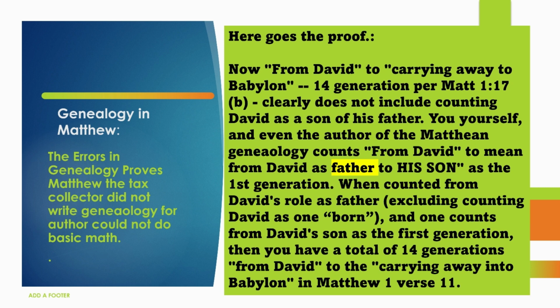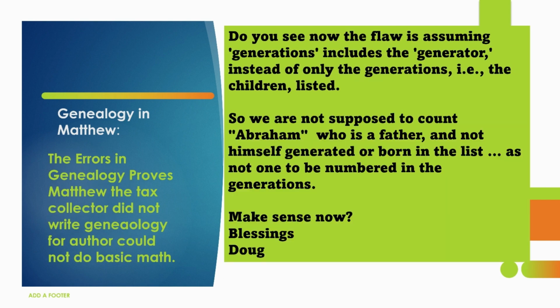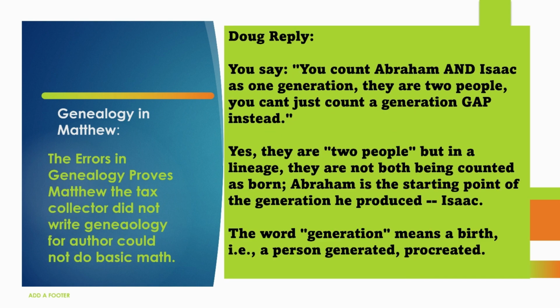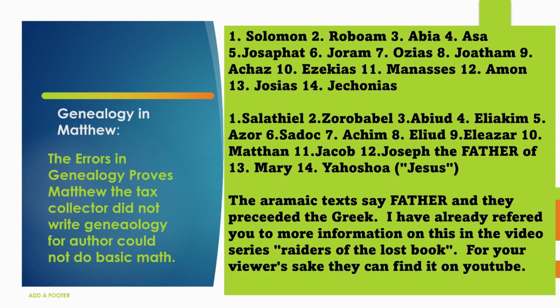Now, from David to the carrying away to Babylon, 14 generations per Matthew 1, verse 17b, clearly does not include counting David as a son of his father. You yourself and even the author of the Matthean genealogy count from David to mean from David as father to his son, one generation, as the first generation. So, as I showed you earlier, he counts the first generation as what? If you go back to his list, he does not count David in that, does he? Here it is. He counts Solomon as generation 1. He doesn't count David, even though it says David begat Solomon, just as it said Abraham begat Isaac.